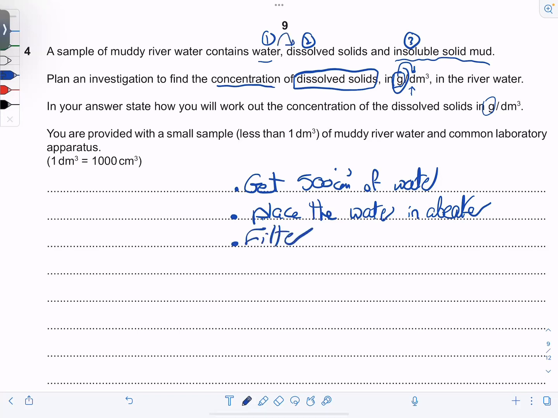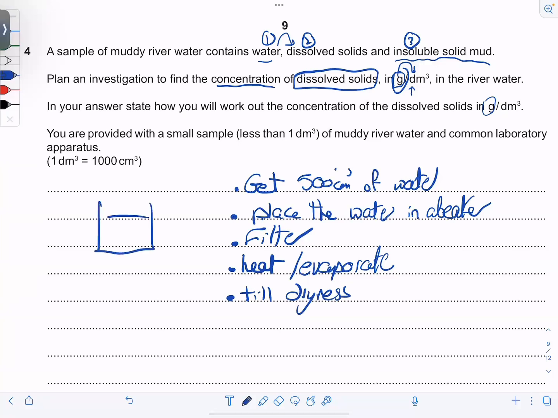Now what is left is the water and the dissolved salts. You need to heat or evaporate to remove the water and leave the dissolved salts by themselves, but you will heat until all water is gone or until dryness. Okay? So now I have water with dissolved salts. I want the mass of these dissolved salts alone, so I need to evaporate the water until dryness to get rid of the water completely. A solid will be left at the end, so weigh the left solid.